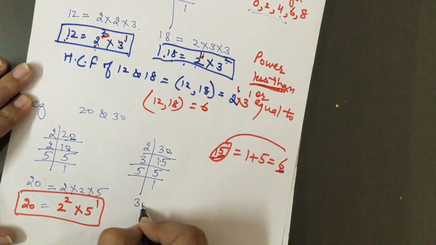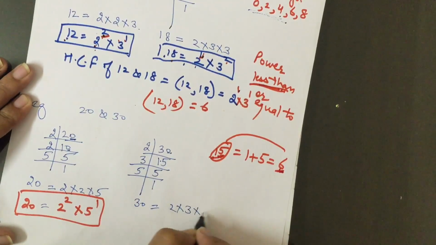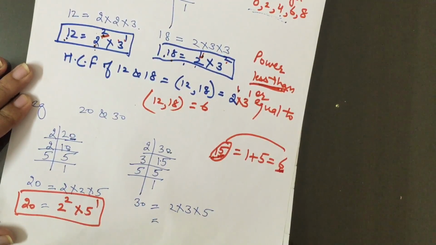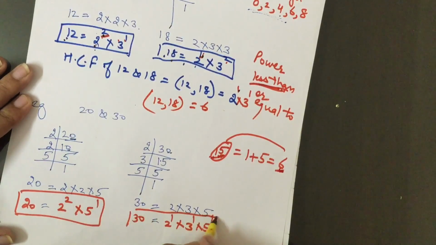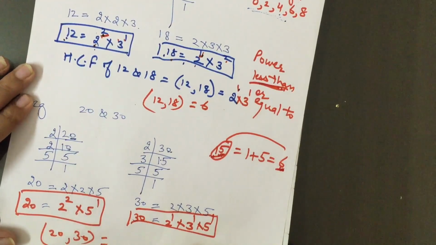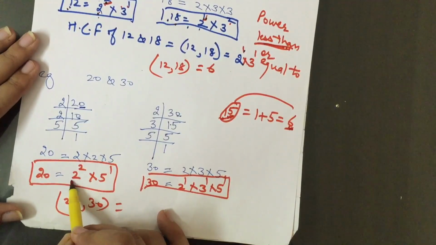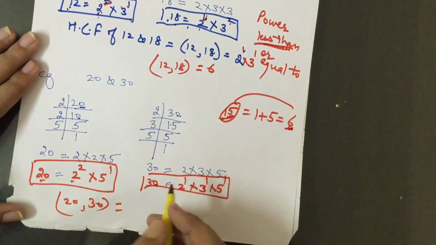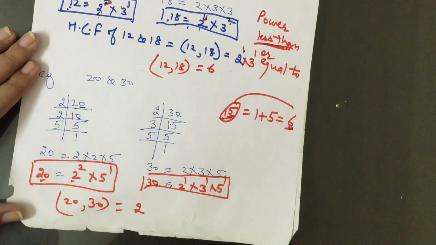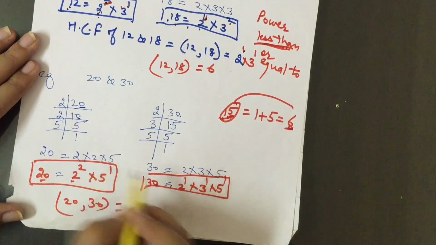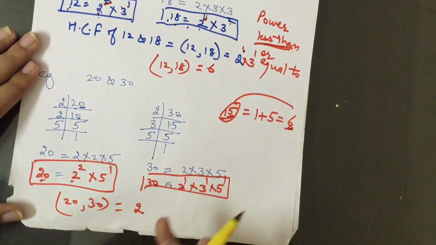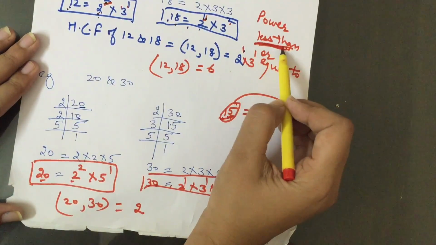Now we write the factors of 30, and it is 2 into 3 into 5, and we write these in the form of exponents. We get 2 raised to power 1, 3 raised to power 1 into 5 raised to power 1. Now we will find the HCF of 20 and 30. First we find the common factors. 2 is a factor of both 20 and 30, so here we put 2. Now the powers of 2 are different in both cases, so for different powers we have the less than concept.